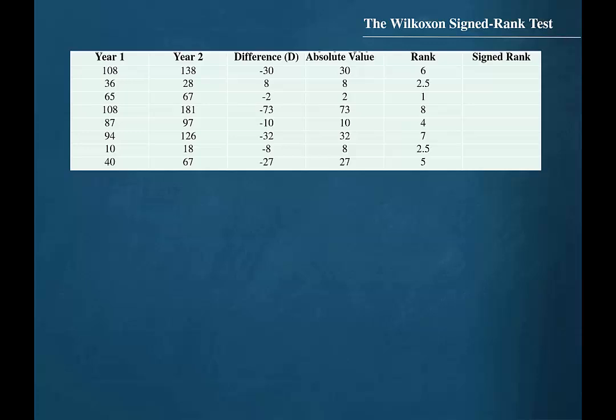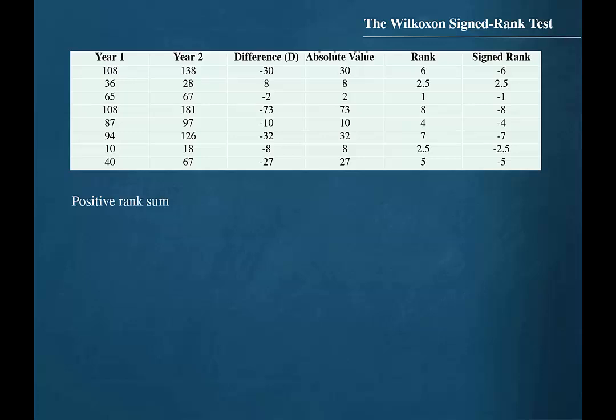Notice that the absolute value 8 occurs twice. Instead of assigning a ranking of 2 and 3 to these equal values, we will instead average the rankings for an equal rank of 2.5 assigned to each. The next step is to apply the plus or minus sign from the difference column to the value in the rank column for each row.